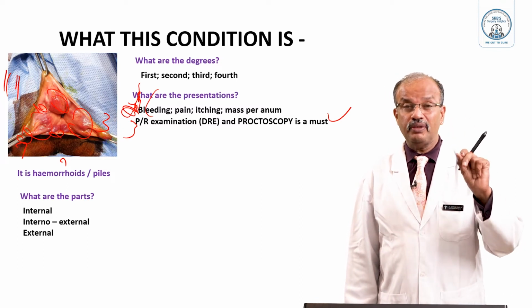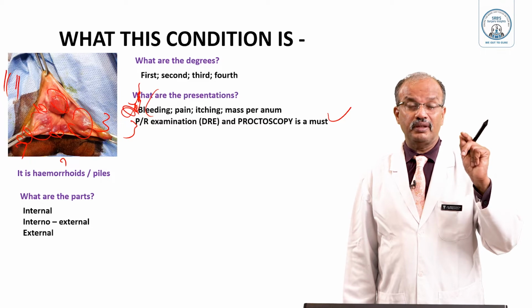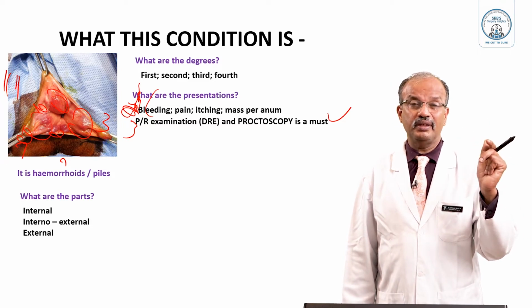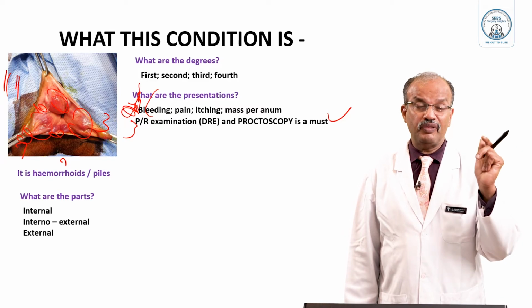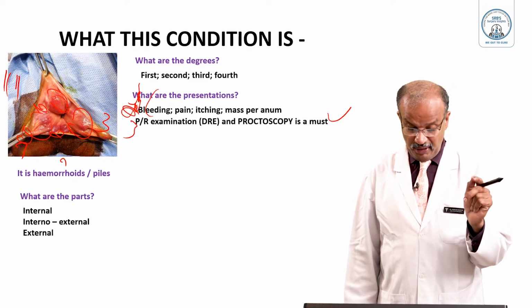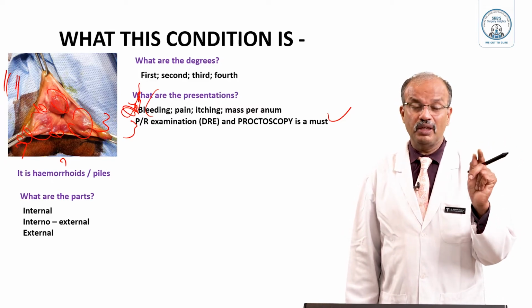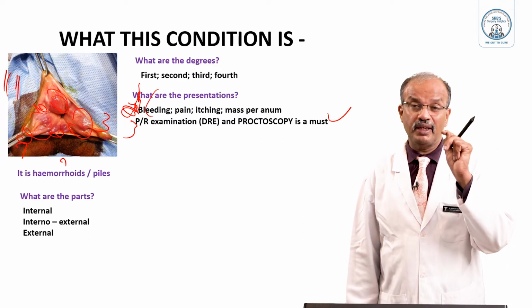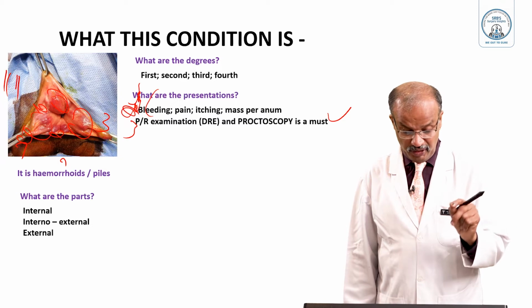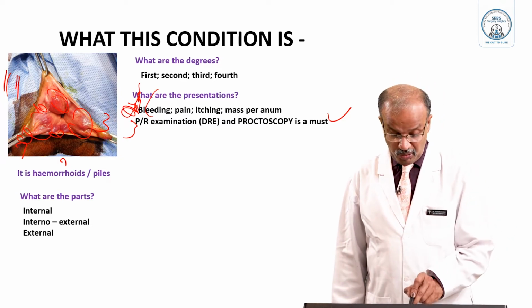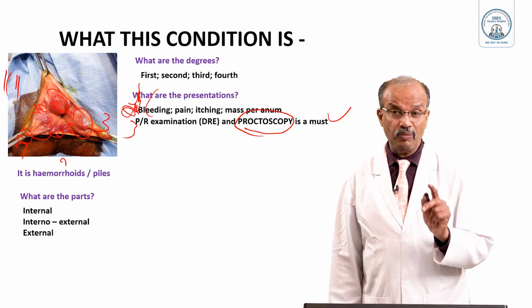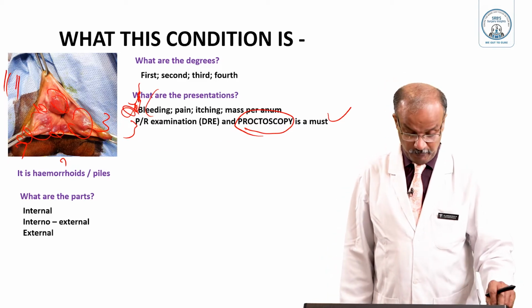Proctoscopy you should do in the lateral position with the right knee flexed and the left knee straight, and do the proctoscopy properly. Visualize the piles and assess which degree, which type, how many, 3, 7, 11 o'clock, everything can be assessed with that. So proctoscopy is very essential. PR to feel it, but you won't be able to feel unless it is thrombosed, remember.